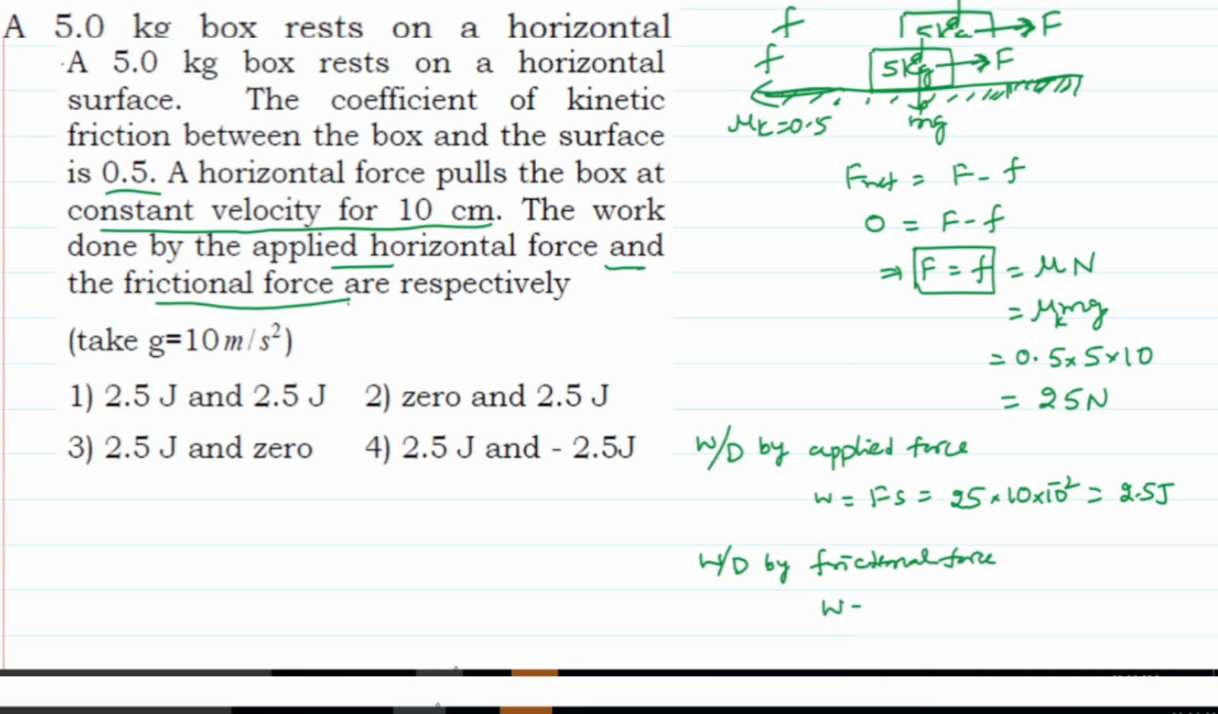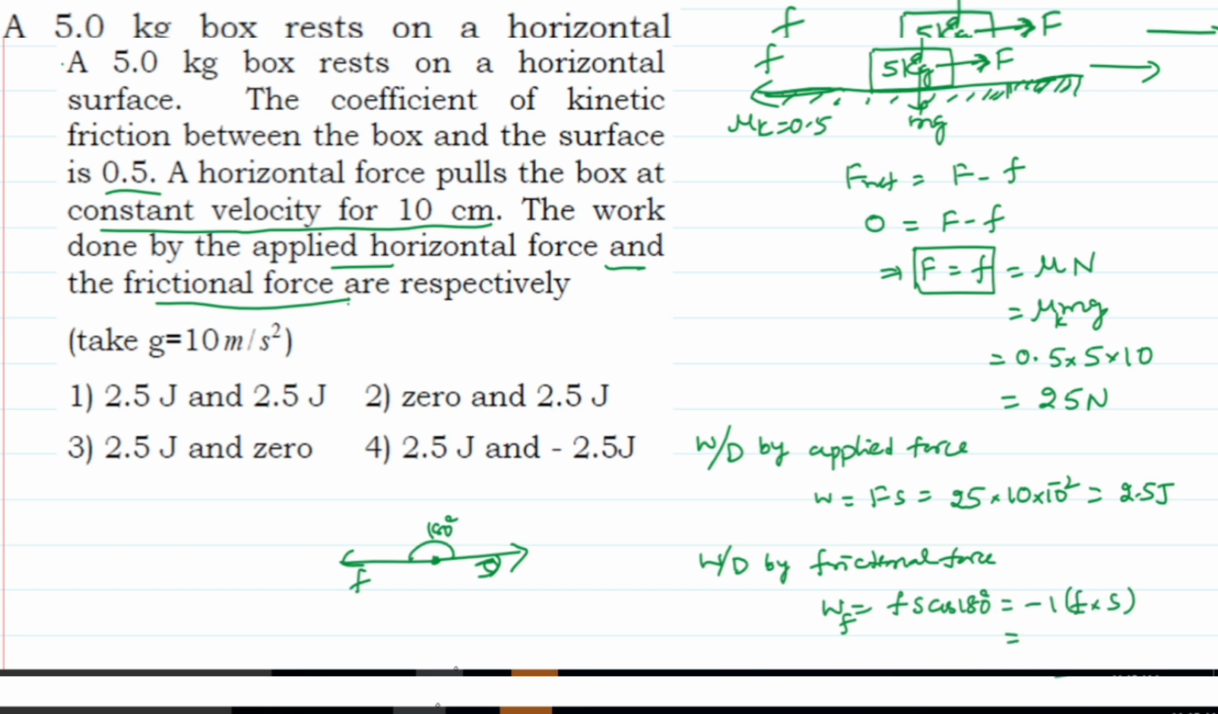Work done by the frictional force: the body is displacing along this direction, but the frictional force is acting in the opposite direction. Work done by frictional force is F into S into cos 180, since the angle between the displacement and the frictional force is 180 degrees. Cos 180 is minus 1, so minus F into S.